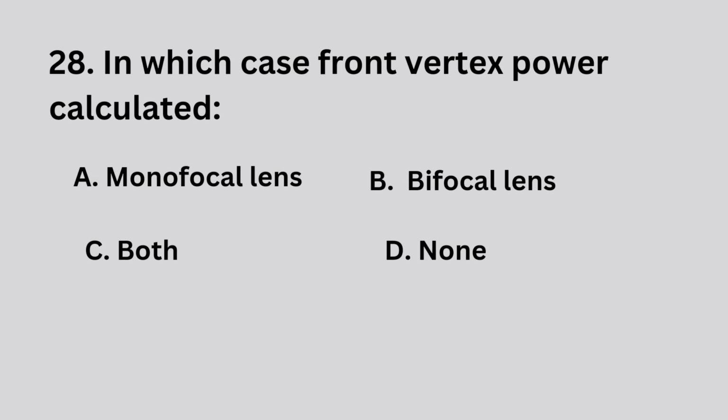Next question. In which case is front vertex power calculated? Option A, monofocal lens, option B, bifocal lens, option C, both of them, and option D, none of them. Correct answer is option B, bifocal lens.